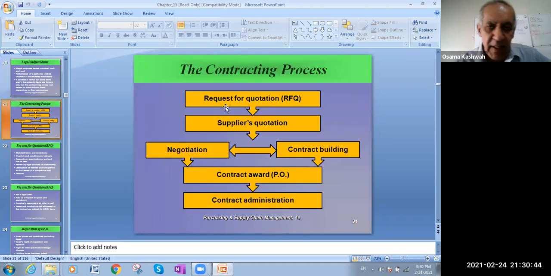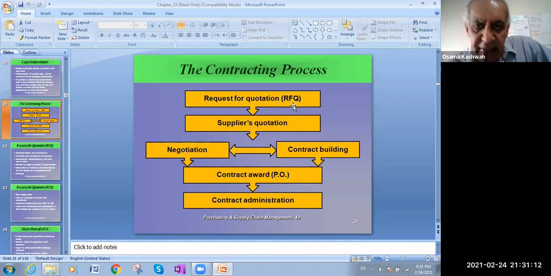This is very, very important. The main page which I need here is the contracting process. What I said before is just serving this point, and if you get a question, it will be here. The contracting process: requests for quotation started with the quotation itself. Quotation means send me the prices. What are your prices? Page 21 is a very important page.